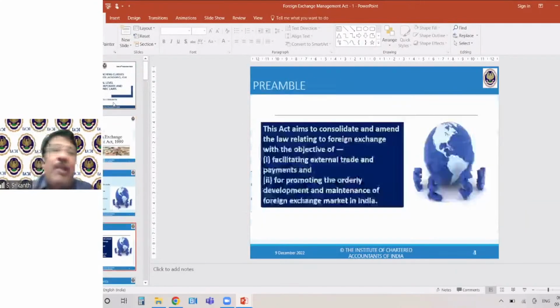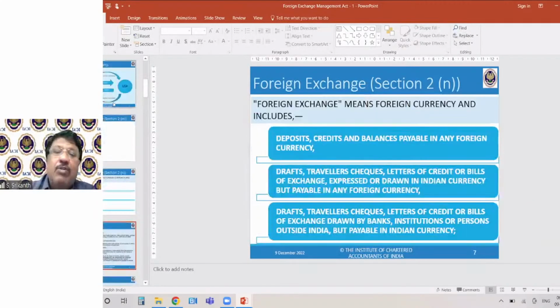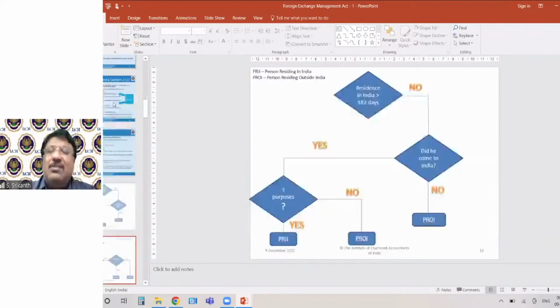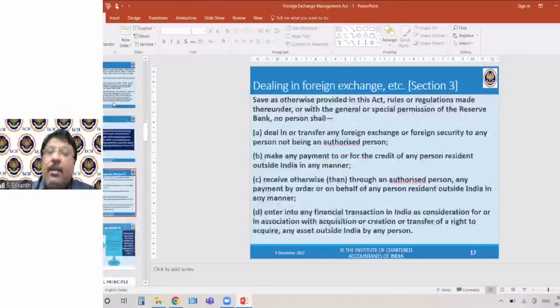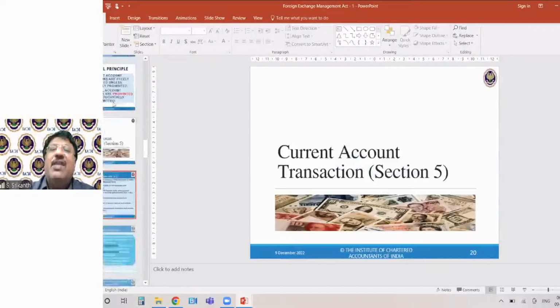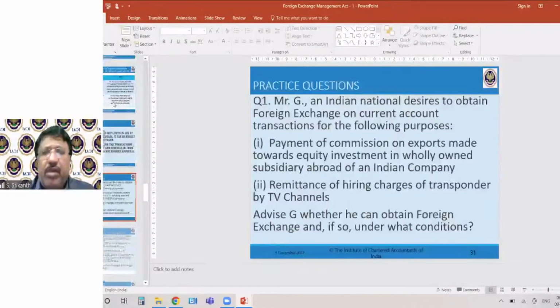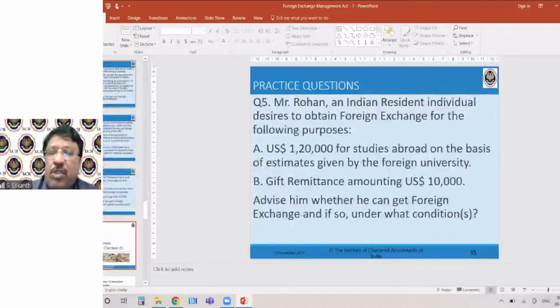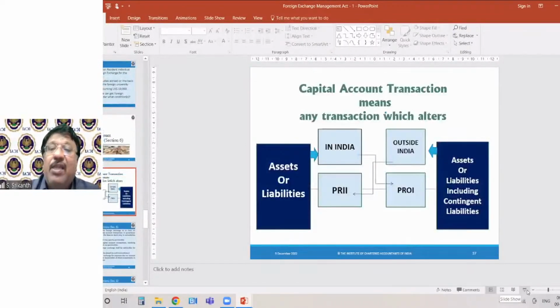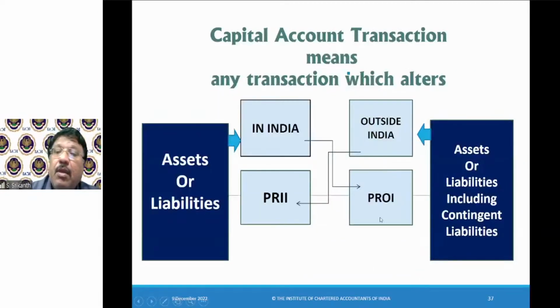While defining capital account transaction, there was one small thing that I didn't stress. Usually I would have stressed it and given this transaction itself as an example, which I did not do. My mistake. Now I will do it. What is that? Thanks for asking this question. Do you notice one thing? Assets or liabilities in India of a PRI. Assets or liabilities including contingent liabilities outside India of a PRI.